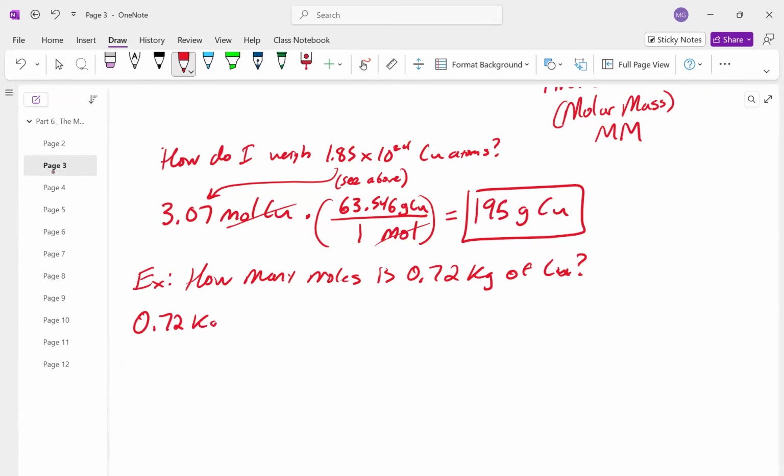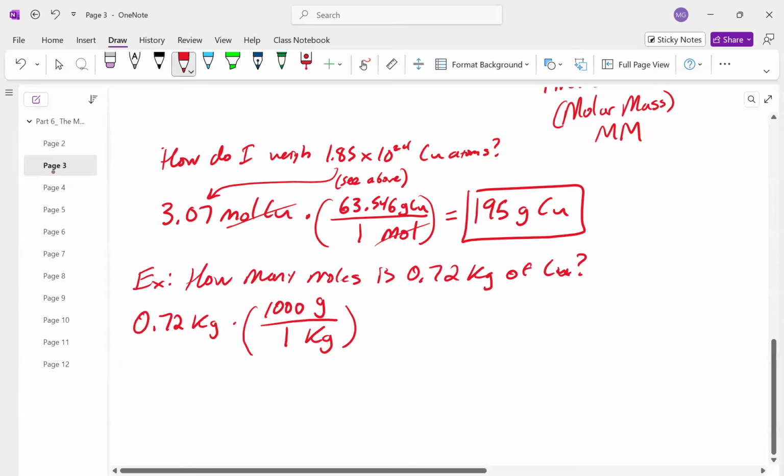We're given 0.72 kilograms. Now I know that in order to use molar mass, this has to be in grams. So the first thing I'm going to do is set up a conversion to convert kilograms into grams. Hopefully you've memorized your conversions for the metric system. 1 kilogram is 1,000 grams.